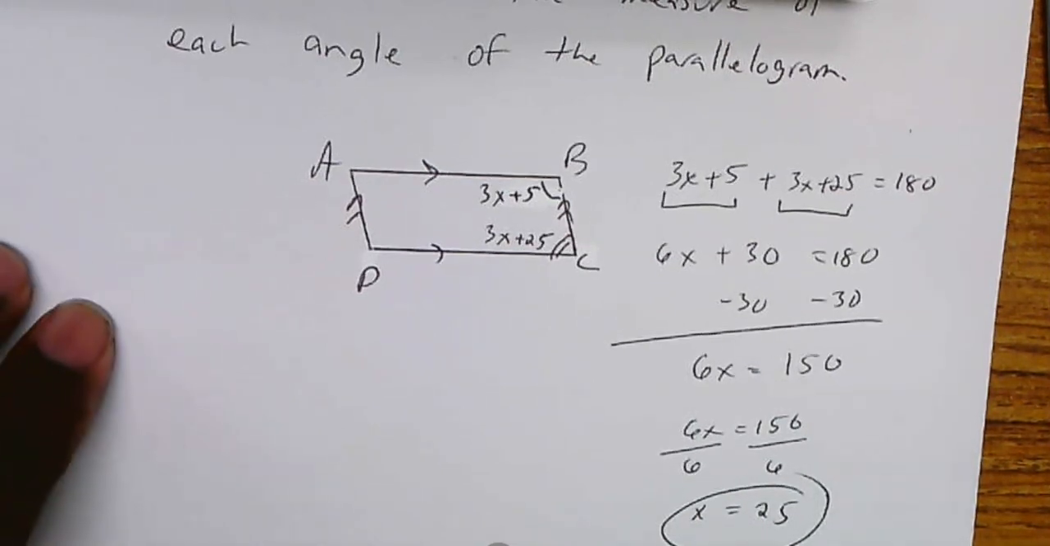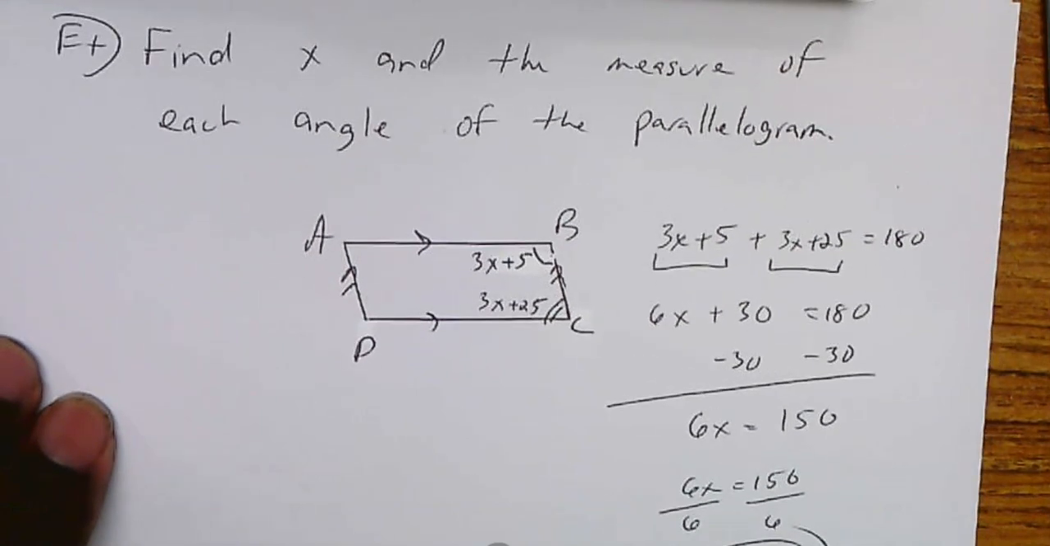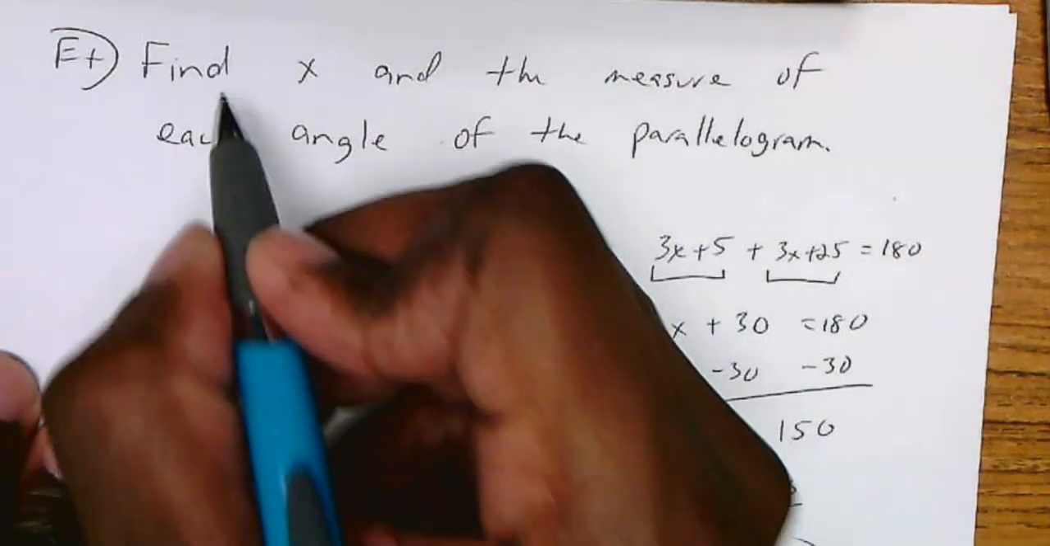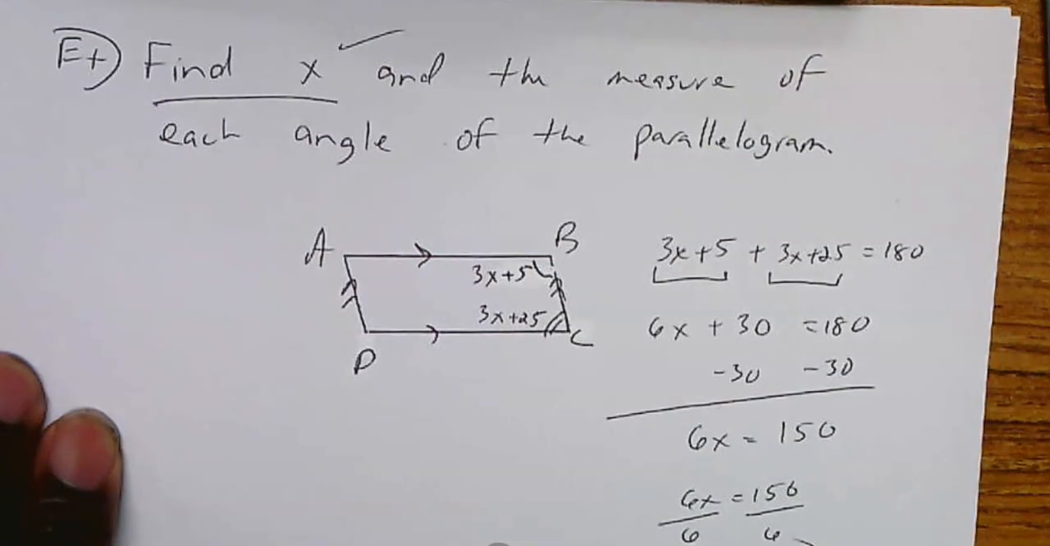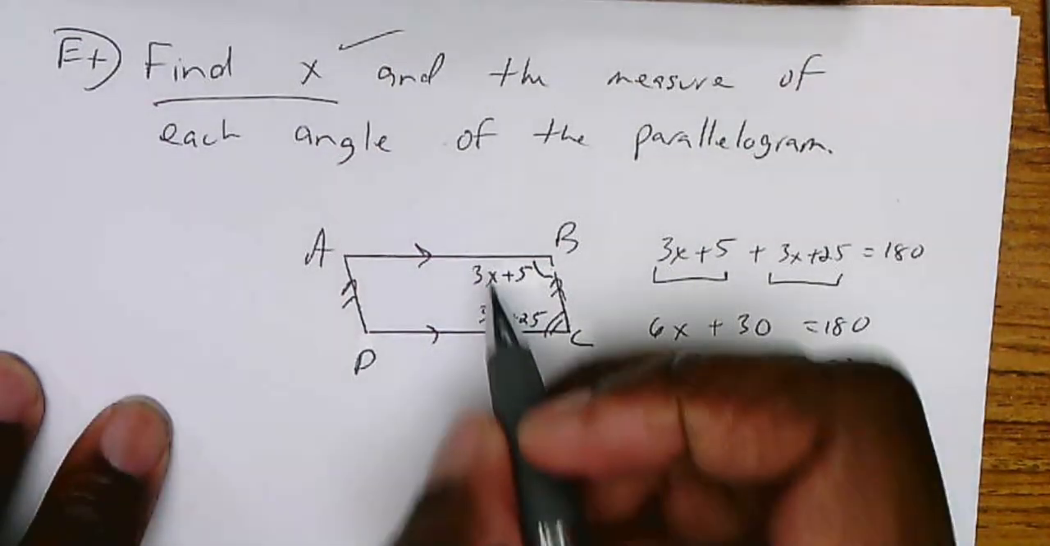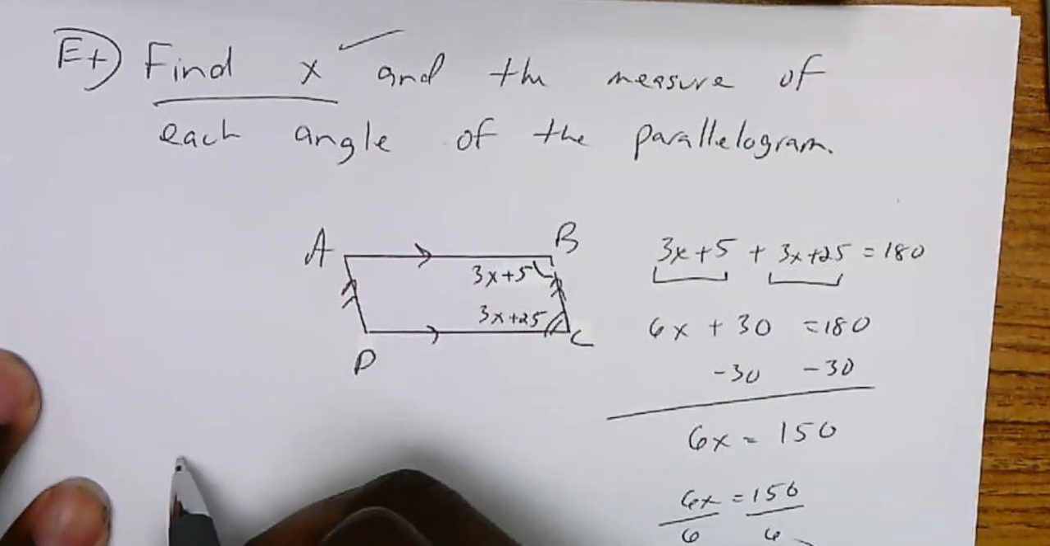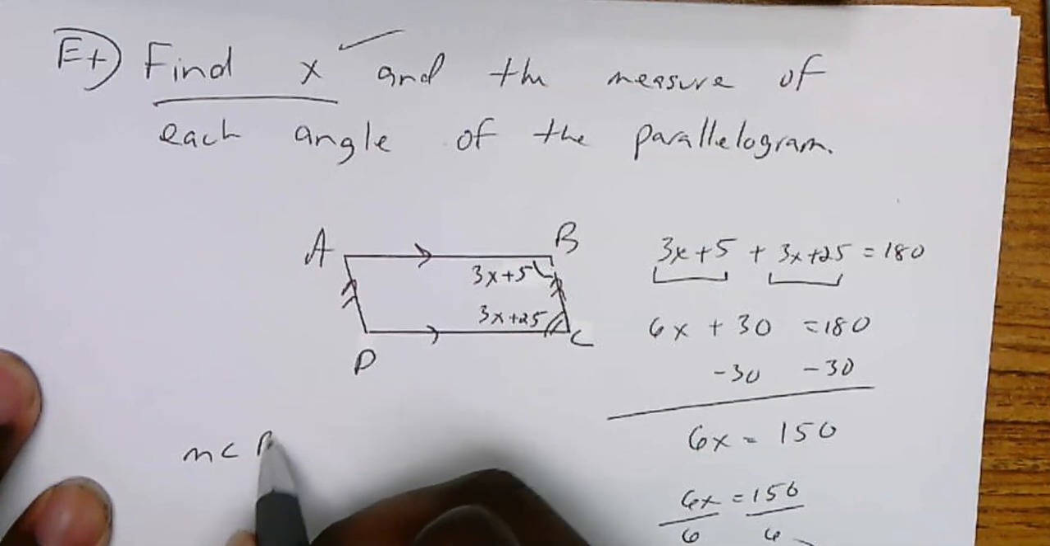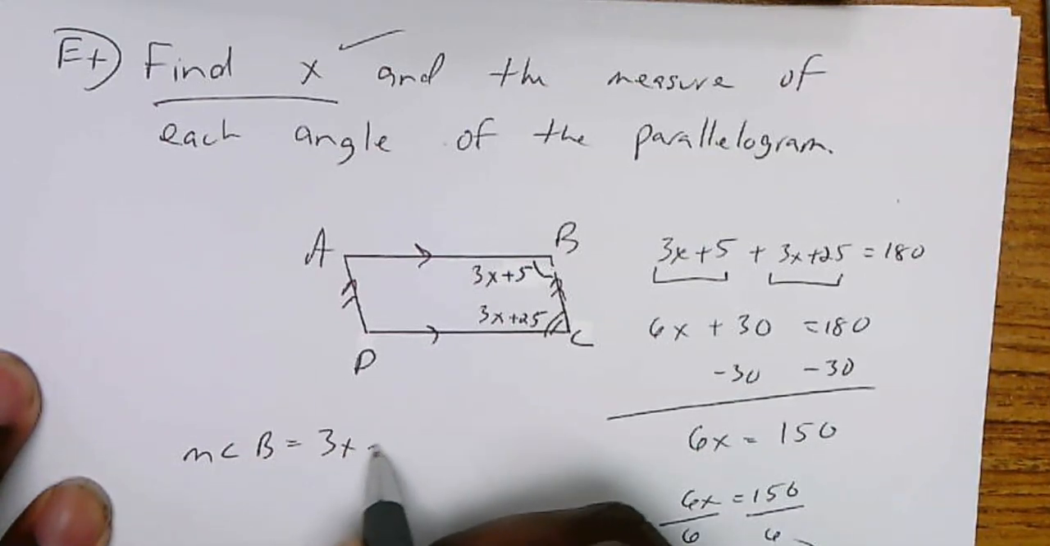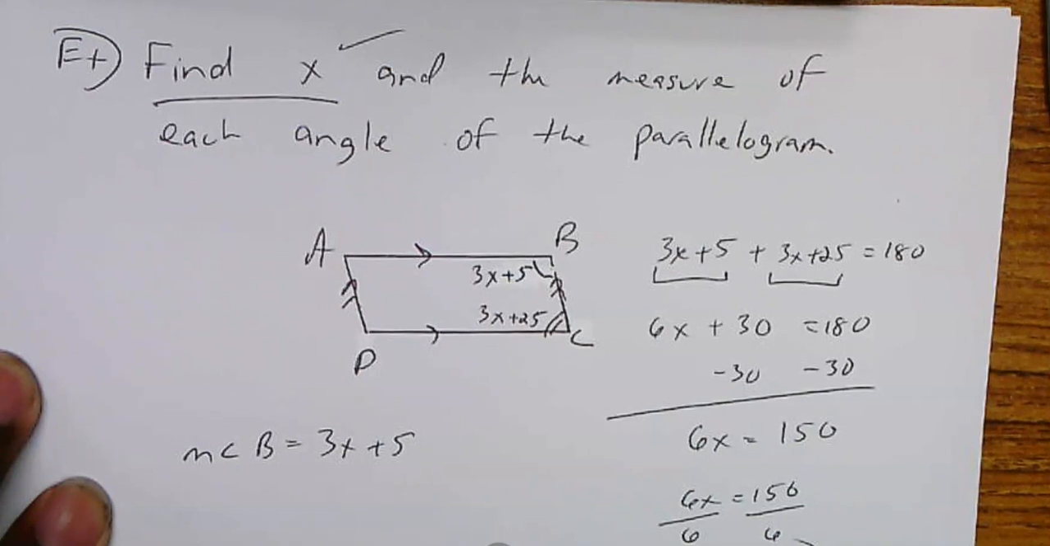So no, x has to be 25. Now it says find all the angles and x. So I found x. Now I've got to find all the angles. So I know x is 25. I know angle B, measure angle B, is currently 3x plus 5. So since I know x is 25, I can rewrite it as 3 times 25 plus 5. So that's 80. 75 plus 5 is 80.